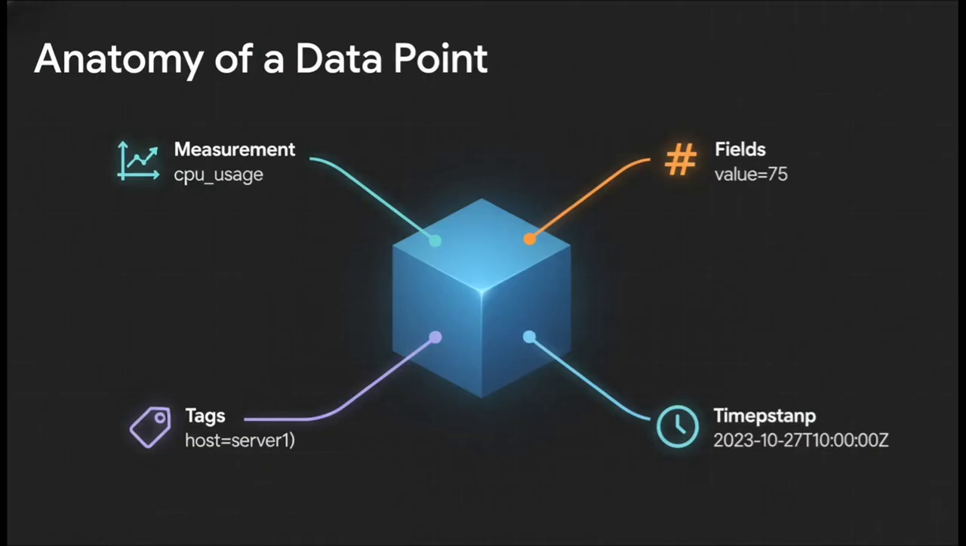And the data itself, it has this beautifully simple structure. You've got the measurement, that's what you're tracking, like CPU usage. Then you have tags, which are basically just labels so you can filter things out, like which server are we talking about, which region. Then you have the field, which is the actual number you recorded, and of course, the most important part, the timestamp. That's pretty much it. So simple, but so powerful.